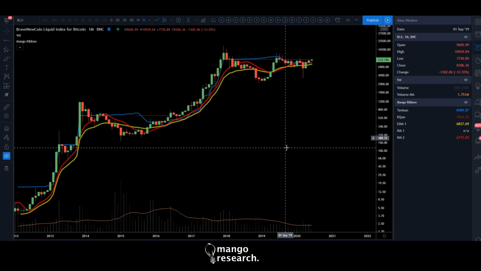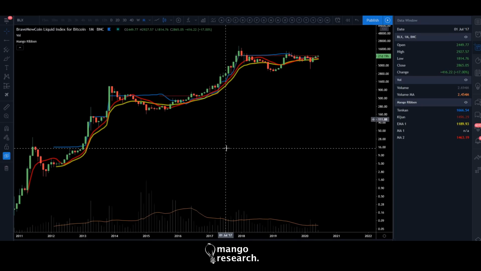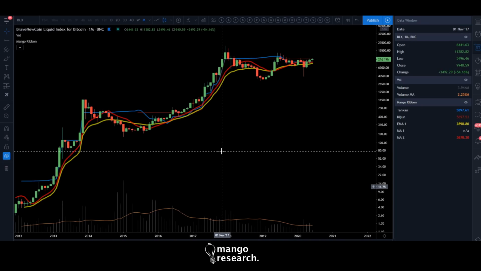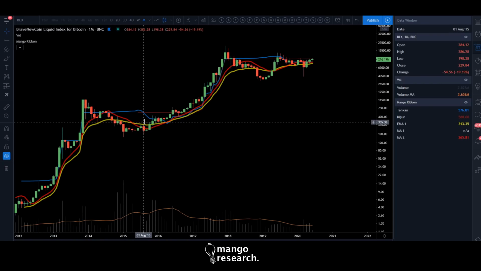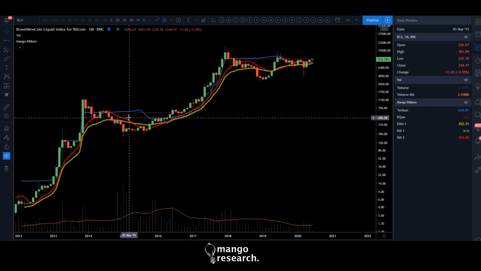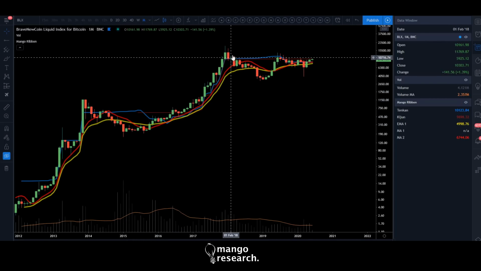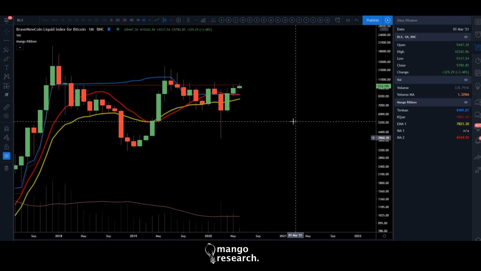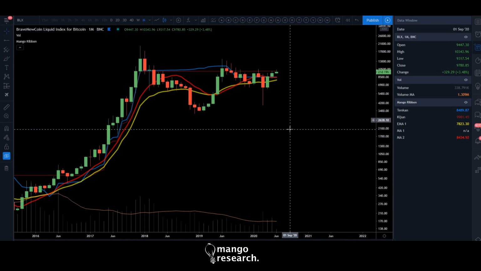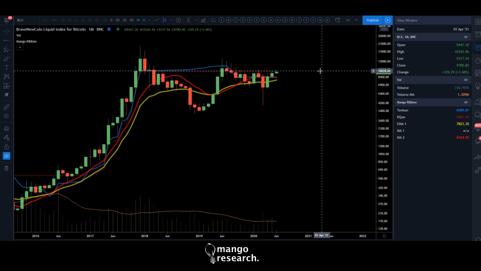If we scroll out over here, we're looking at BLC, so we have a lot of price data. You can see that every time Bitcoin has cleared all of the major ribbons on the Mango Ribbon, the Tenkan, the 21, the 10 SMA, as well as the Kijun, that has given us some strong impulsive moves towards the upside. Correct. Yep.